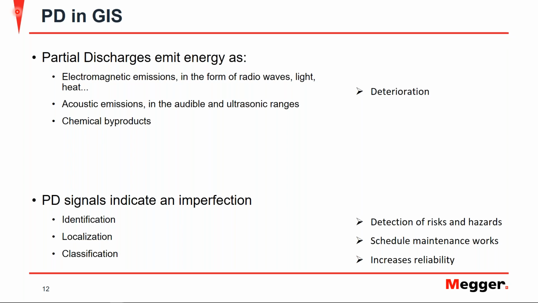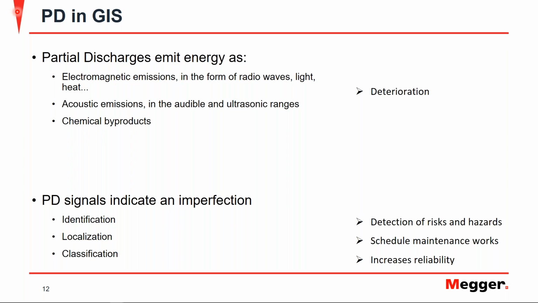So not only can you identify that there is an imperfection or defect through PD testing, but actually through acoustic emissions, you can localize it. So you can actually determine where in your GIS system that partial discharge is taking place. And we'll look at an example of that in the last chapter of this presentation.